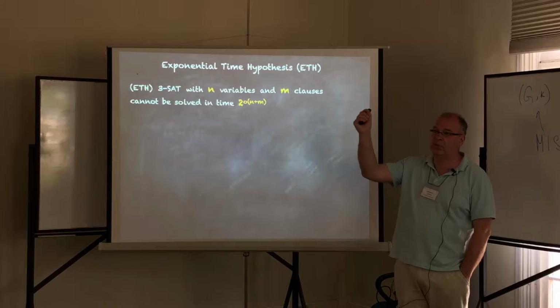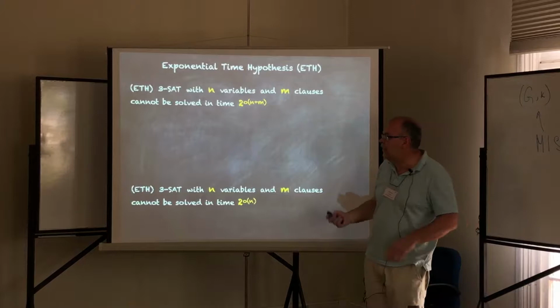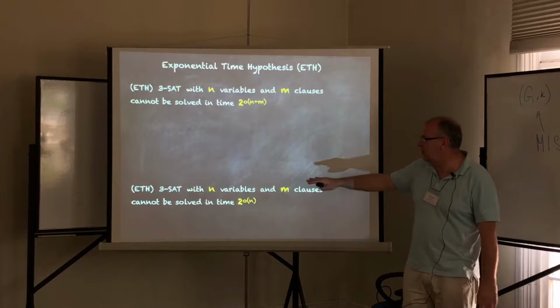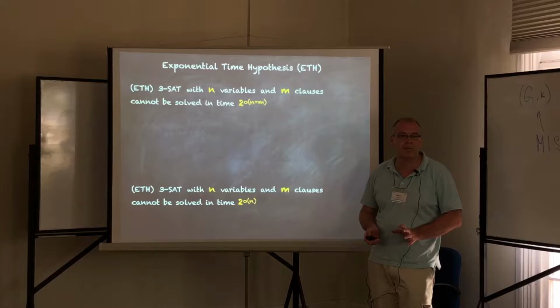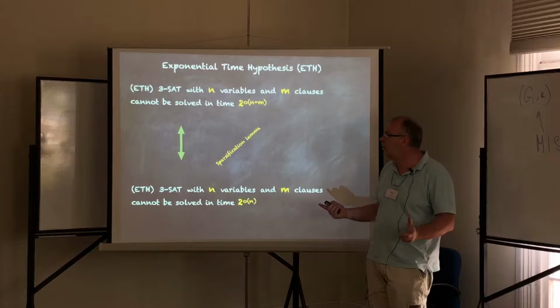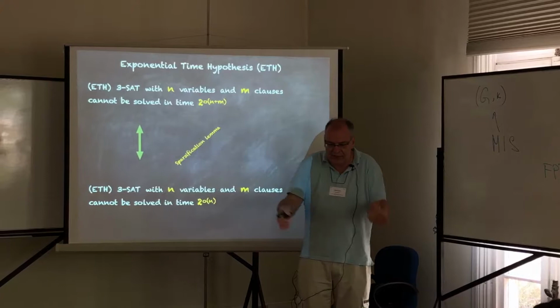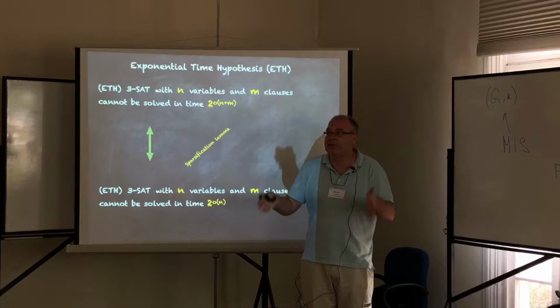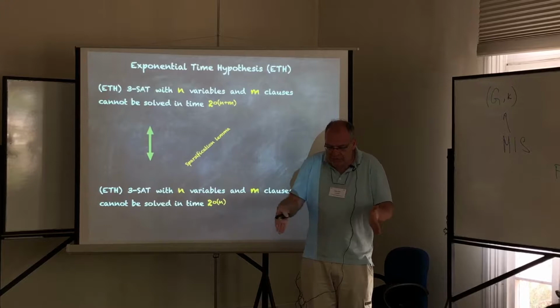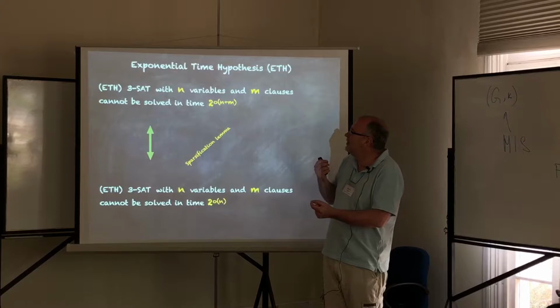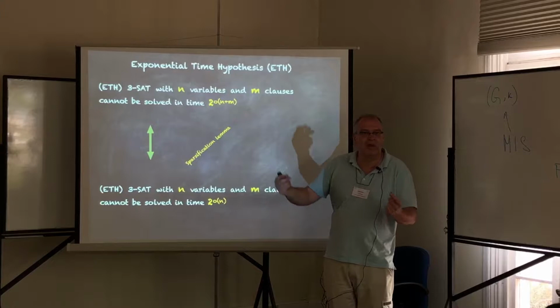Right? So the original way of putting the ETH was that 3SAT with n variables and m clauses cannot be solved in time 2^(o(n)). But there is a lemma, called the sparsification lemma, which shows that basically these two things are equivalent. And this version is a bit more useful. Why is it useful? If you look at any reduction, like proving NP-completeness of some problem on graphs, on strings, on hypergraphs, whatever, in these reductions the size depends not only on the variables of the formula, but also on the number of clauses. So this provides you a bit more control.